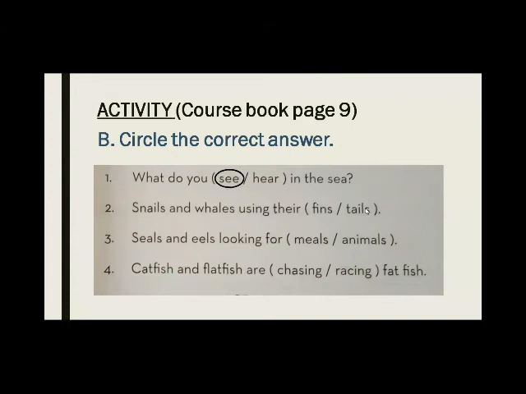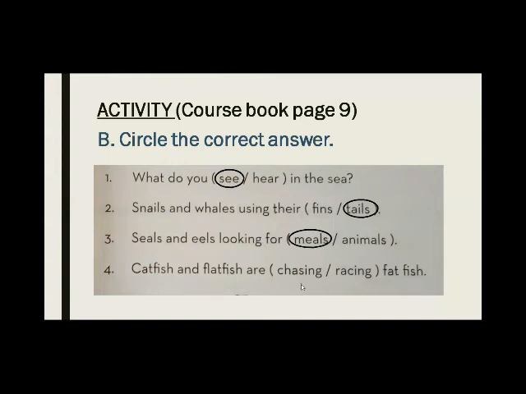Okay, next one is: seals and eels are looking for meals or animals. Which one is the correct answer? Seals and eels are looking for meals? No. Have you read the poem? Seals and eels are looking for animals. Yes, animals is the correct. So sorry, meals. Meals is the correct answer.